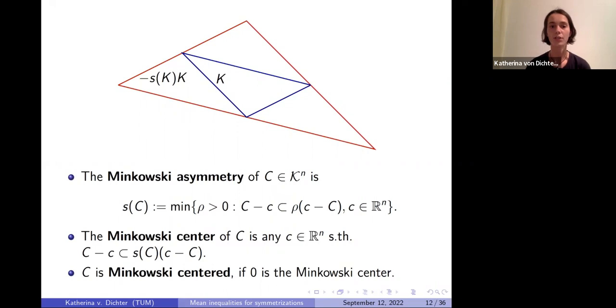So to go on, we need to introduce some measure. This is the Minkowski asymmetry measure. This is a factor s(C) for a convex set C, which is the smallest dilation factor rho such that C is contained in rho times minus C with a suitable translation. And this translation is called the Minkowski center. If we say that C is Minkowski centered, it means that the origin is a Minkowski center. On the picture, you see that K, the blue triangle, and minus s times K, the red triangle.